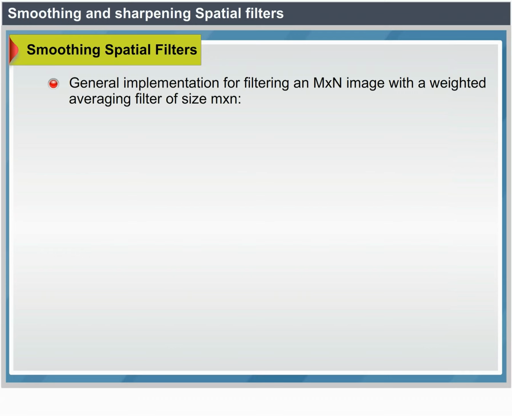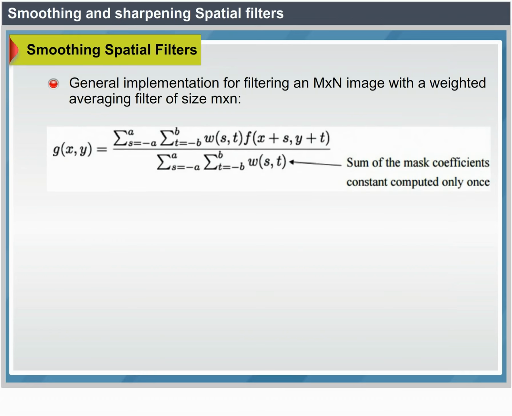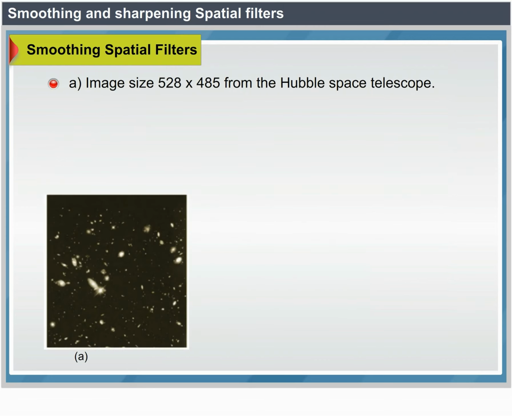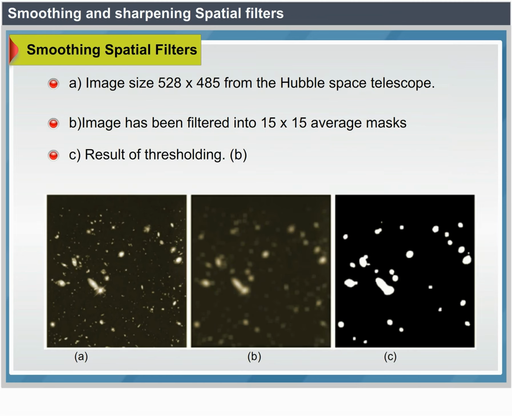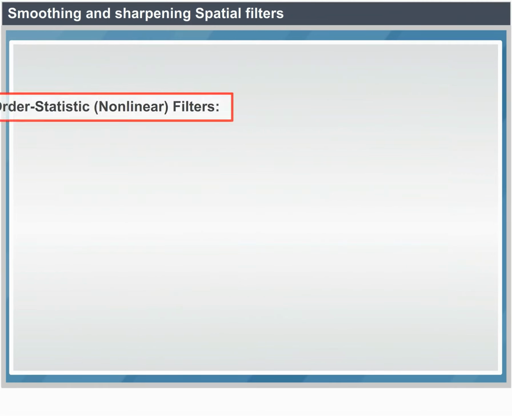Order statistic nonlinear filters. Ordering or ranking the pixels contained in the image area encompassed by the filter, then replacing the value of the center pixel with the value of the ranking result. The median filter replaces the value of a pixel by the median of the intensity values in the neighborhood. It has good noise reduction capabilities with less smoothing, that is, for impulse noise or salt and pepper noise.